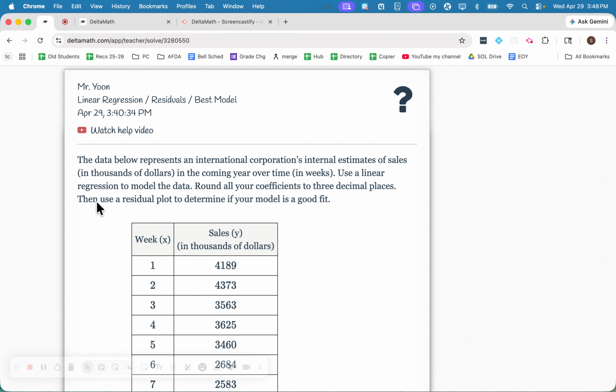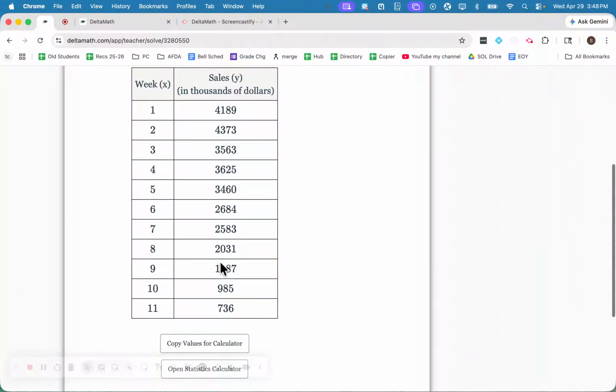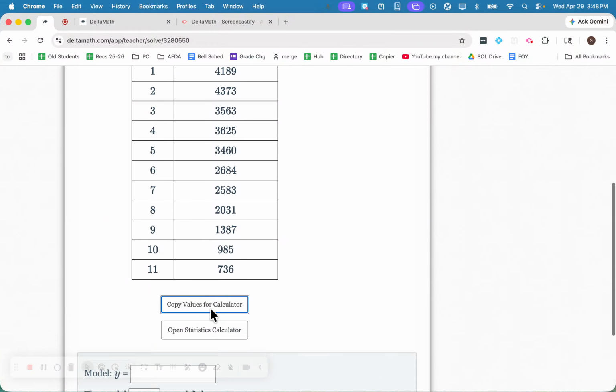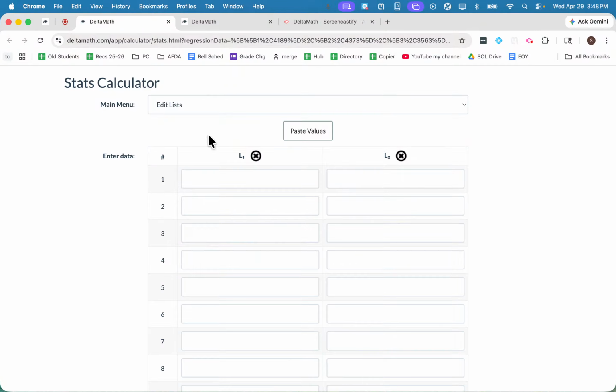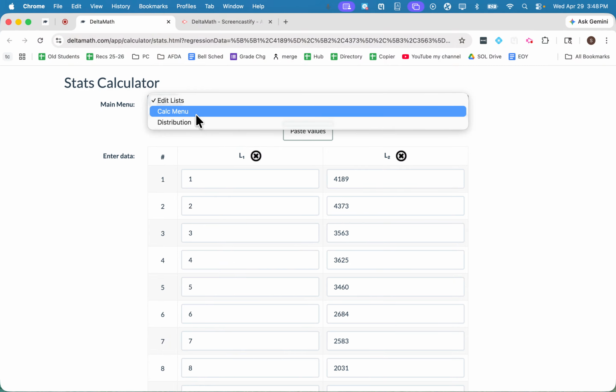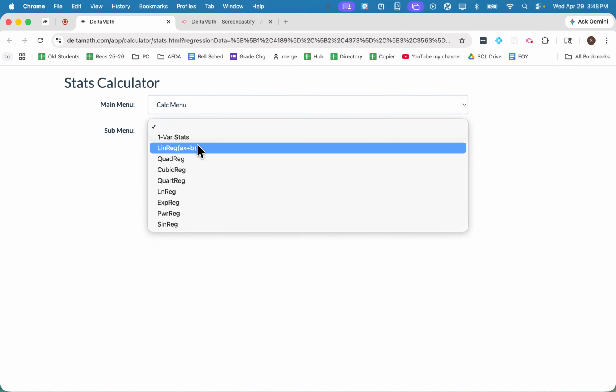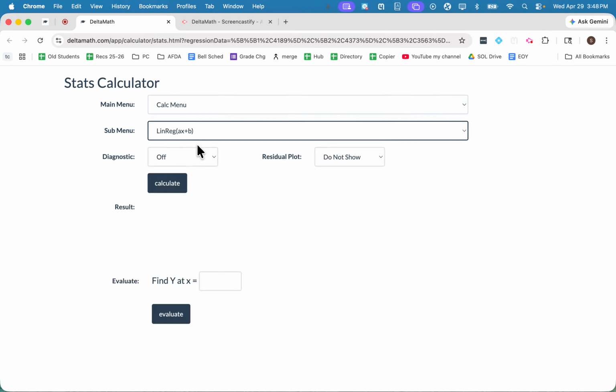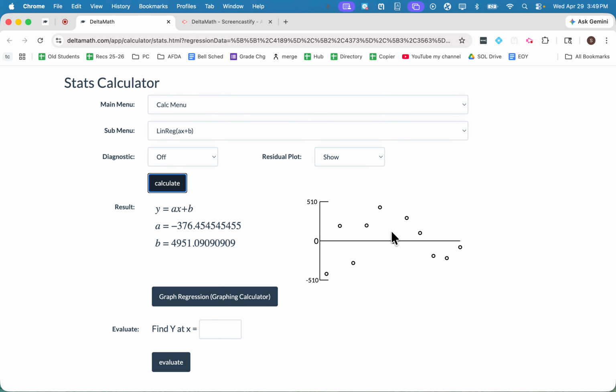The new thing though, they say, use a residual plot to determine if your model is a good fit. I'll explain that in a minute. So let's copy these values for the calculator and open that statistics calculator. Let's paste those values in, go to the calc menu, and model a line that goes through those data points. Now, this is the new thing, the residual plot. I'll explain that in a sec, but this time you want to show it. Okay, so calculate.